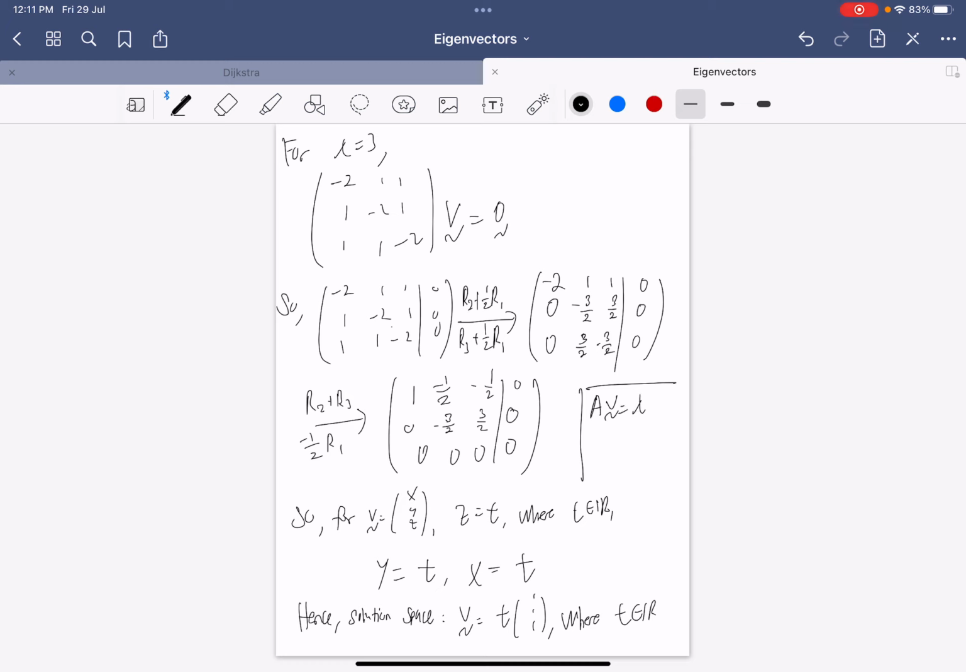AV equals lambda V, A(2V) will equal lambda (2V) as well. And so any multiple of V by a real number works. And that's what you get at the end. You get a solution space where V equals T times (1,1,1), where T is any real number. So you just need to choose one that is not the 0 vector, and that will be an eigenvector.